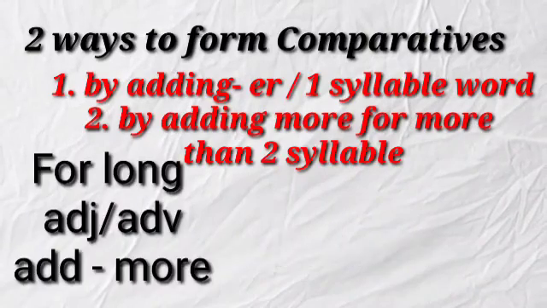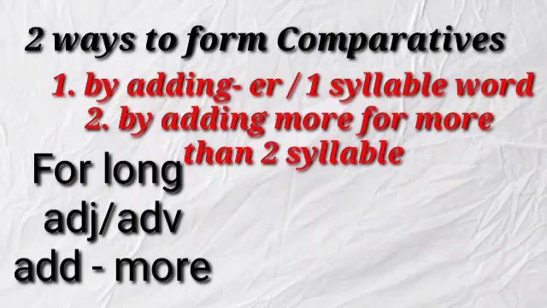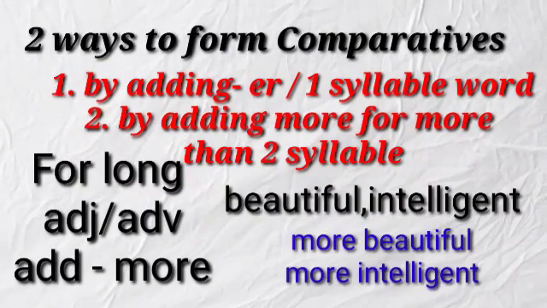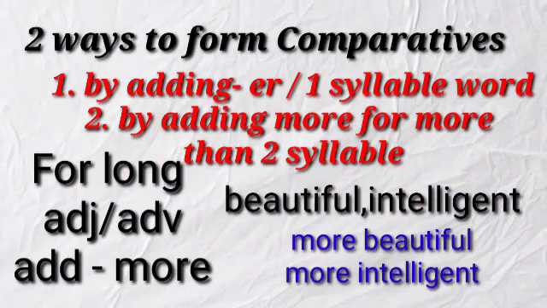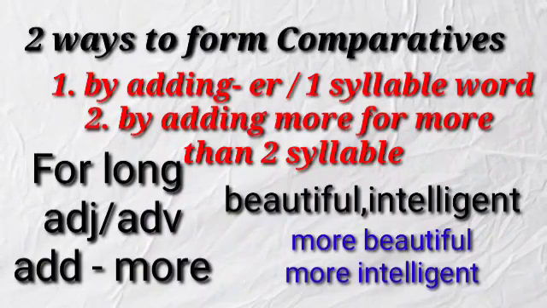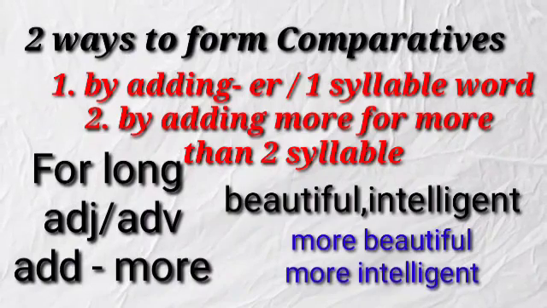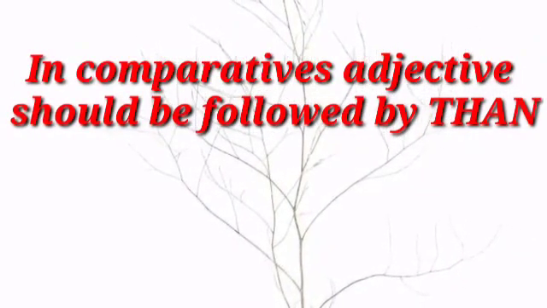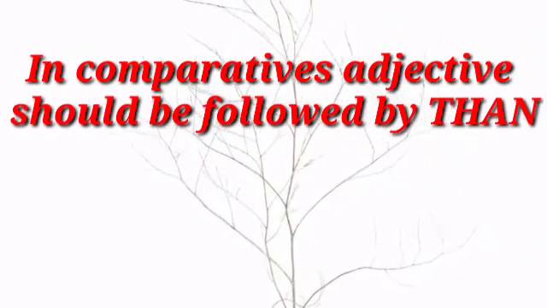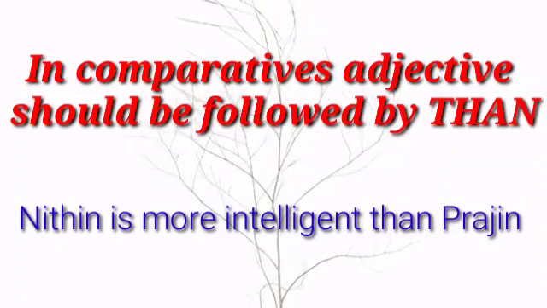And second method, by adding more before long adjectives and adverbs which have more than two syllables. For example, beautiful, intelligent. Both these words have more than two syllables. So we have to place more before these adjectives: more beautiful, more intelligent, to write them in comparative form. In comparative forms, adjectives should be followed by than. So it is a hint word to find out whether the sentence is in comparative or the other form. Example, Nitin is more intelligent than Prajin.